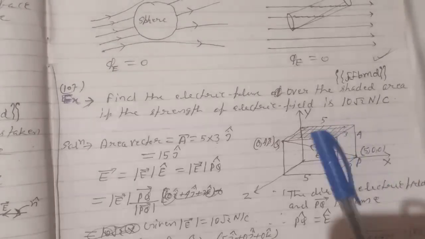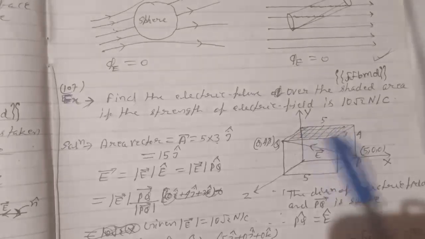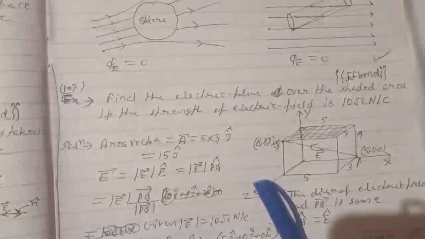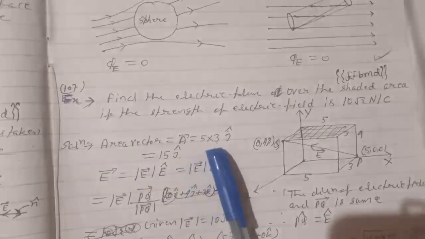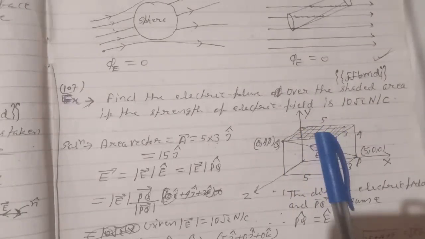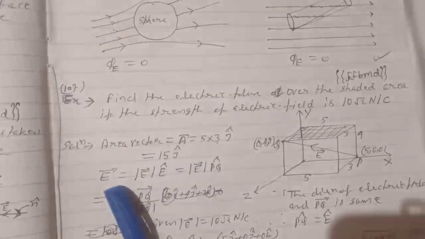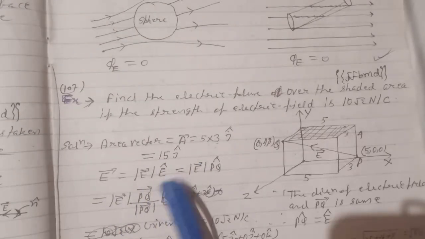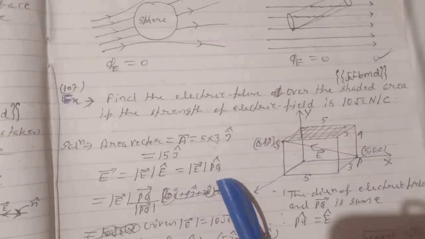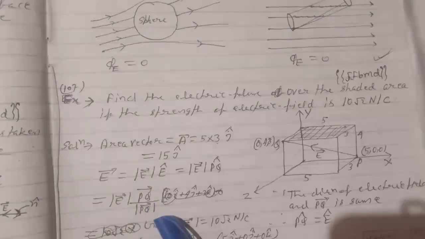Then we have to find the electric flux at this surface area. We can find the area vector equal to 5 into 3 into j cap, because the normal to this surface is along y cap. So 5 into 3 j cap, 15 j cap, and E vector equals mod of E vector into E cap, or mod of E vector into PQ cap.